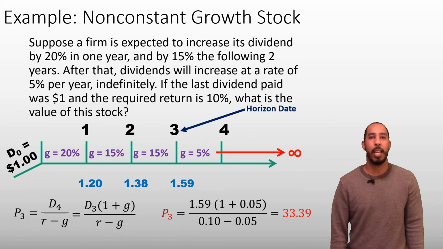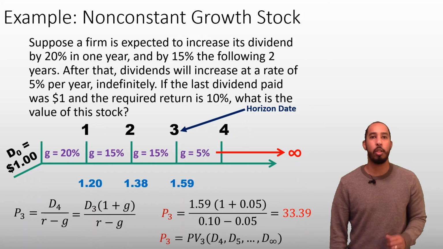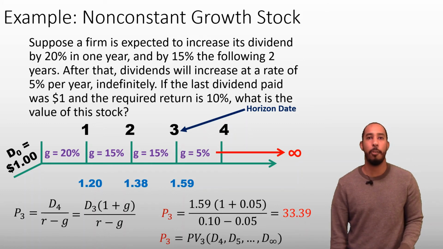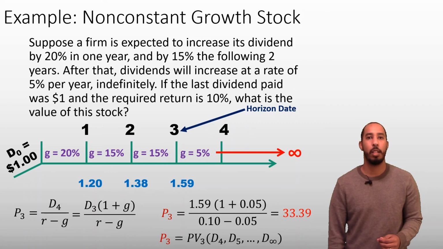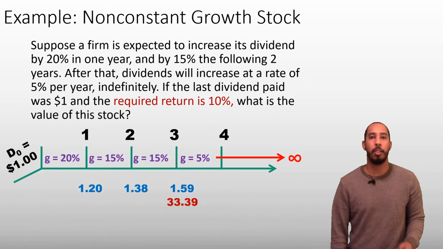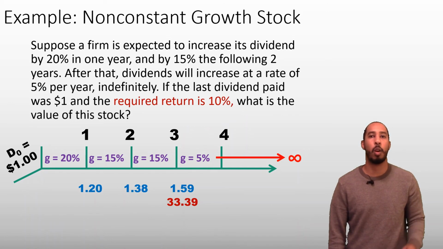And let's pause for a second to think about what this number, 33.39, means. 33.39 is the value at year 3 of the dividends to be received in year 4, 5, 6, and every year after. I'll put the 33.39 on our timeline, and now we can do the final step of our recipe. We need to find the present value today of all the future cash flows. We need to discount each of these cash flows using the 10% required return as our discount rate.